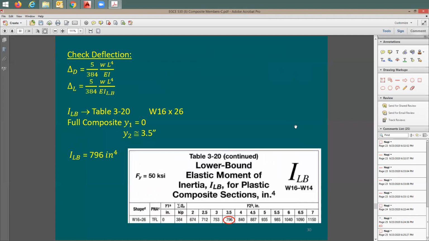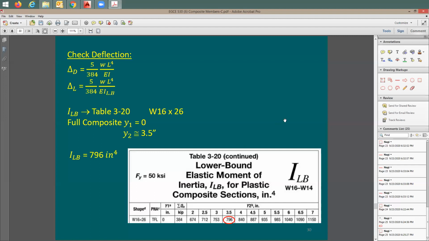This is here in Table 3-20. It says lower bound elastic moment of inertia, I lower bound for plastic composite sections. W16 by 26, I'm going to go here with 0.0. You see this Y1 of 0, which means full composite. Y2 equal to 3.5 inch. Your moment of inertia is 796 inches to the fourth. I guess this is beautiful here.